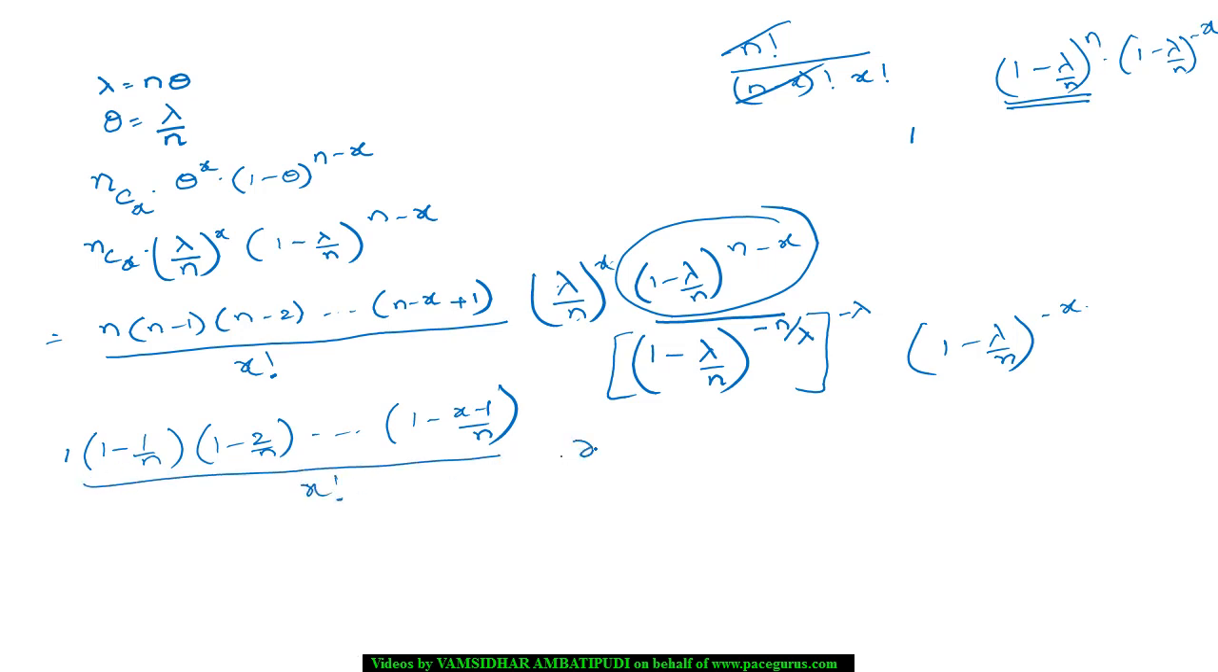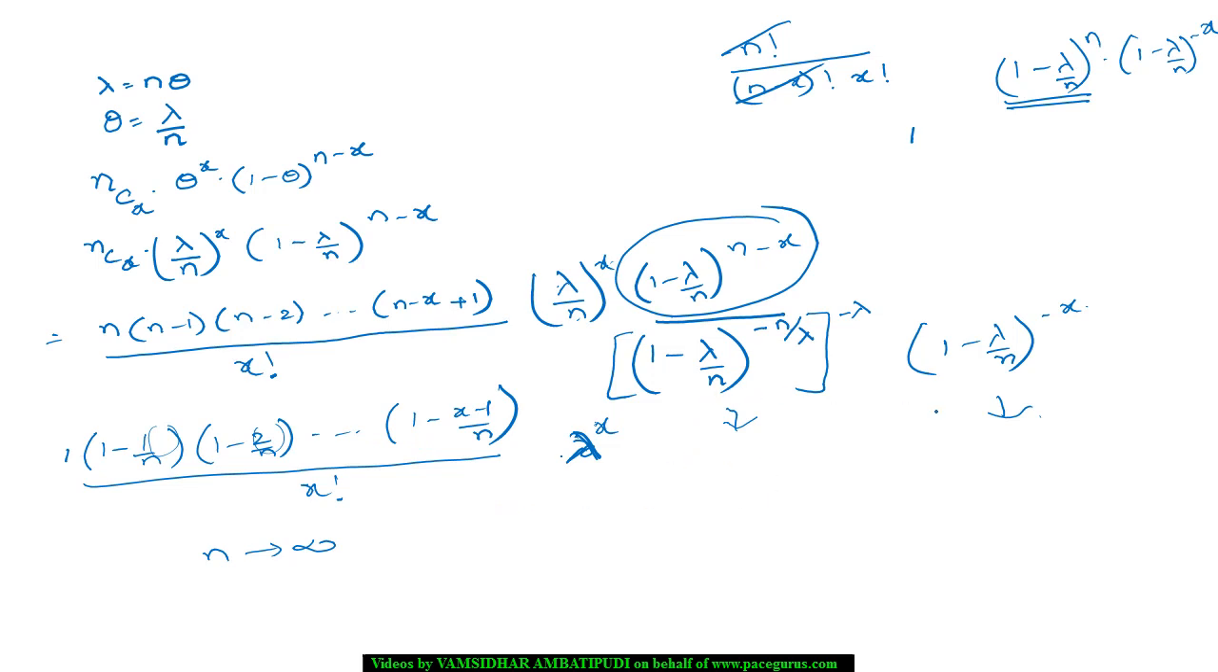Now this part is only lambda to the power x, and this part is the same. This part is also the same. Now we will substitute n equal to infinity, because we are saying n is large. So 1 minus 1 by infinity is 0, this is 0, this is 0. All these terms are becoming 0. So the whole thing in the numerator is becoming simply 1.